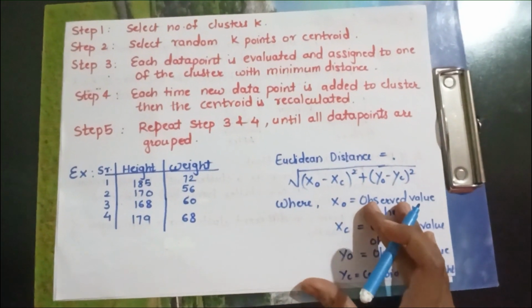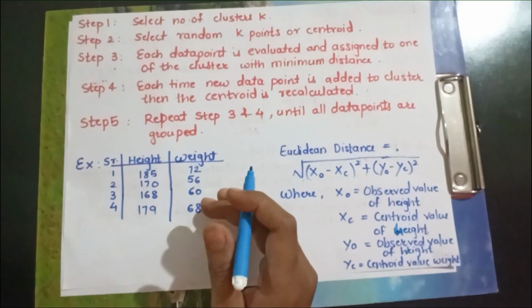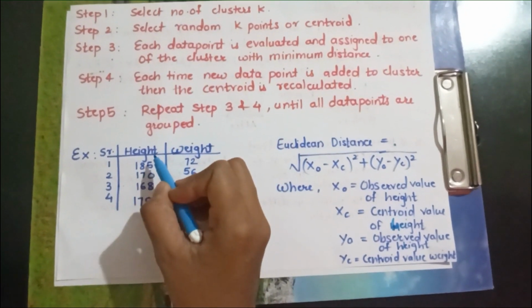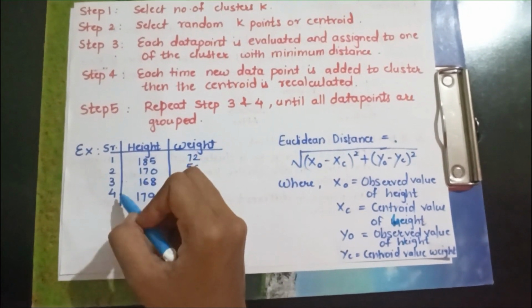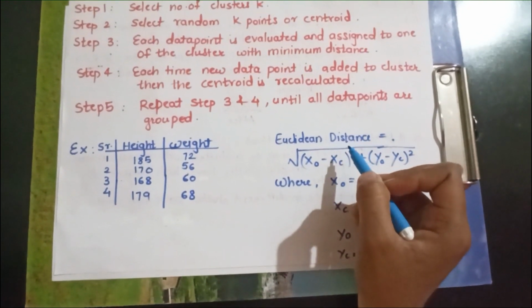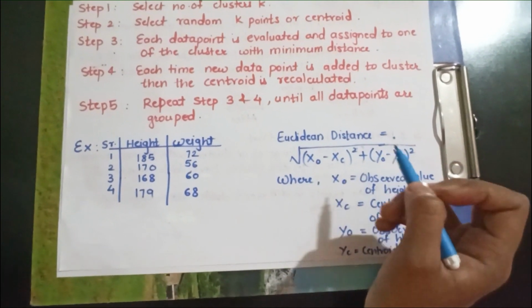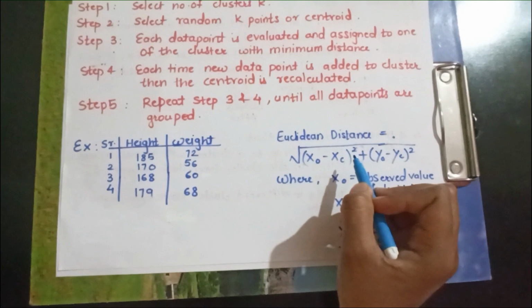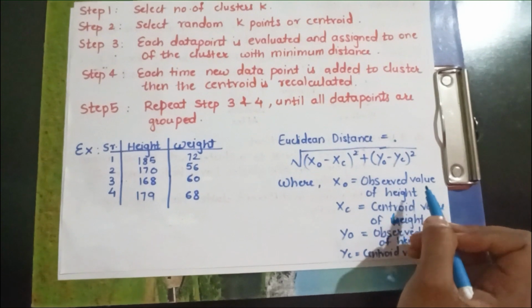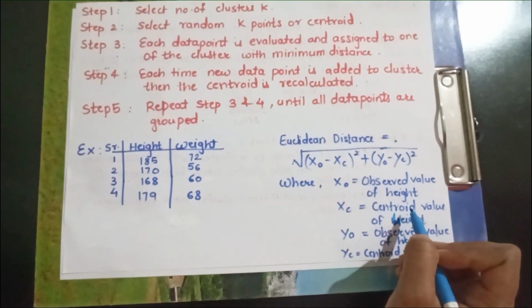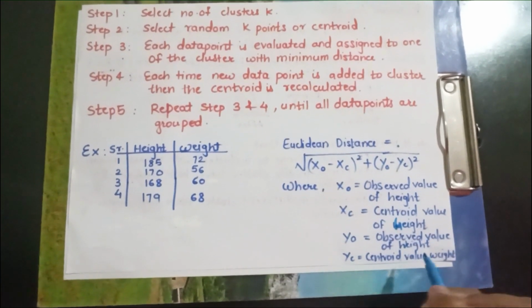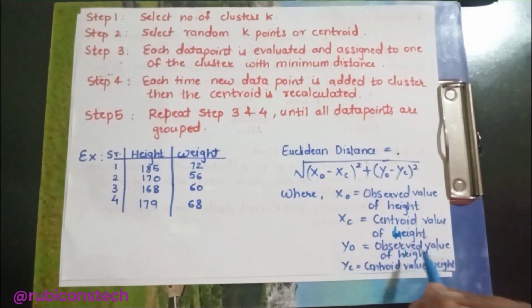Now we will take an example so that you can better understand the steps involved in K-means clustering. Here we have a data set which consists of height and weight. There are 4 data points. We are going to use Euclidean distance to calculate the distance between the centroid and the data point. Euclidean distance is (XO minus XC) whole square plus (YO minus YC) whole square, where XO is the observed value of height, XC is the centroid value of height, YO is the observed value of weight, and YC is the centroid value of weight.